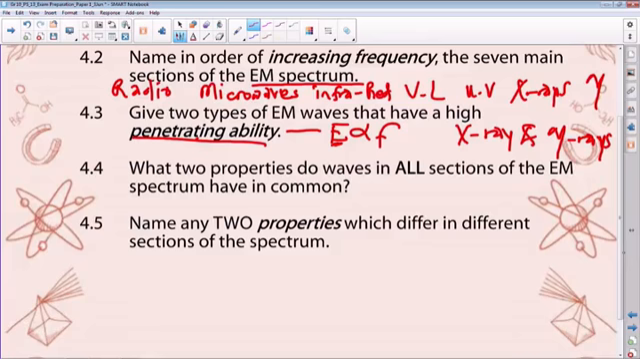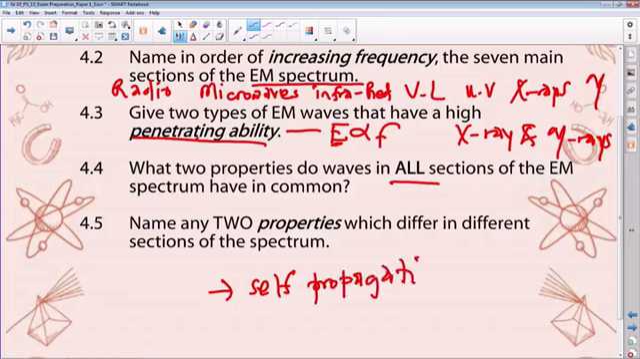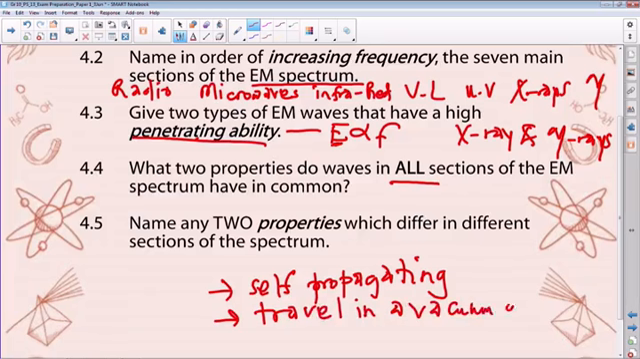Now, which 2 properties do all waves have in common in all sections? This means that they can travel in an empty space, they are self-propagating, and they are transverse. Self-propagating transverse waves, which can travel in a vacuum, in empty space, at a speed of 3 times 10 exponent 8 meters per second. That's what we know about them.